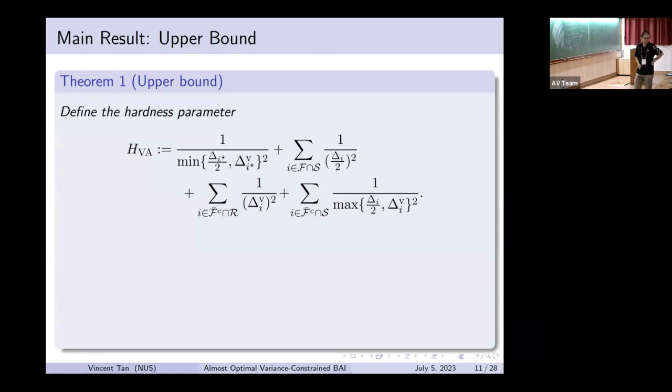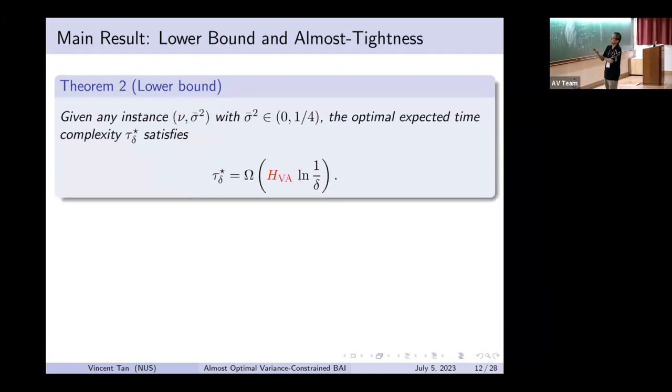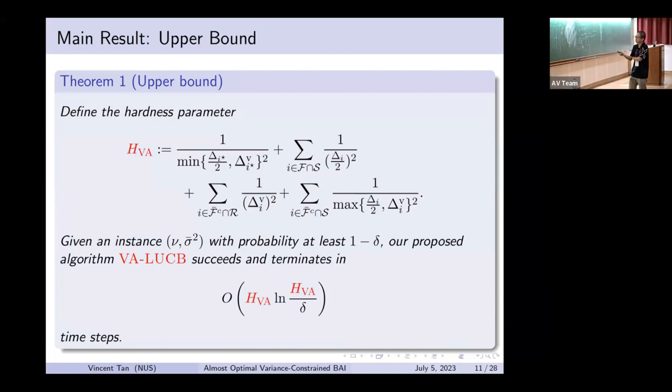The variance gaps are basically the absolute difference between the variance of arm I and the permissible upper bound. The mean gaps are all non-negative. They are basically the difference between the mean of a particular arm and that of the best feasible arm. So this is a particular expression that is a function of all these gaps.